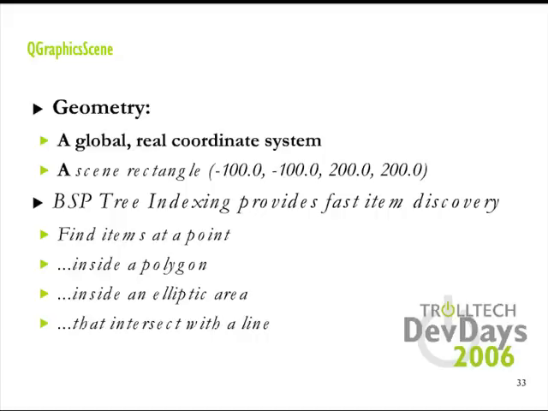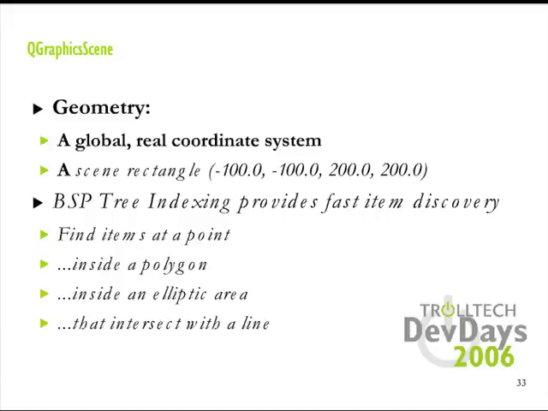The indexing, or the fast item discovery, is implemented using a BSP tree. And for those of you who have ever done game programming or similar, BSP trees are like the standard in game programming for doing geometry, basically. It provides a very fast method for finding or locating points that are in a certain region of space.